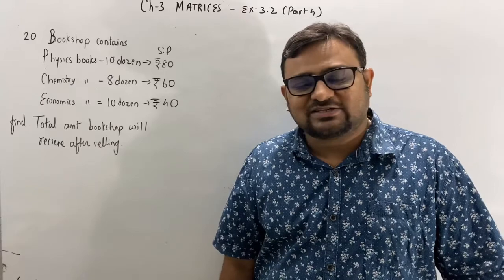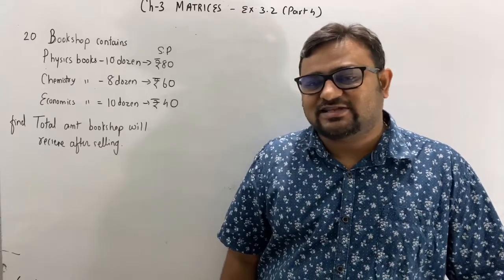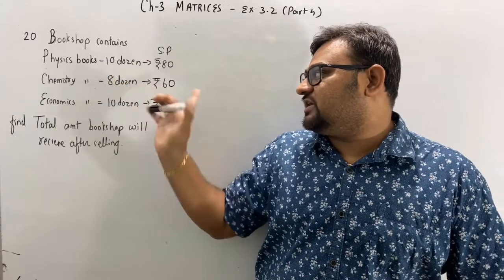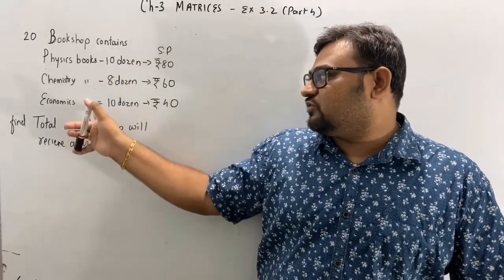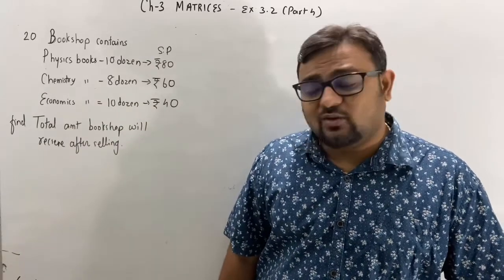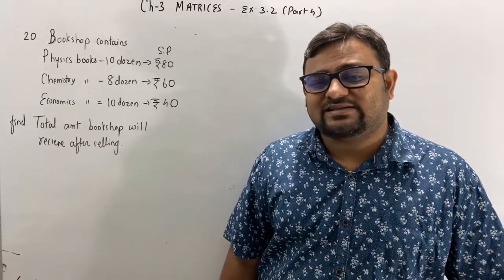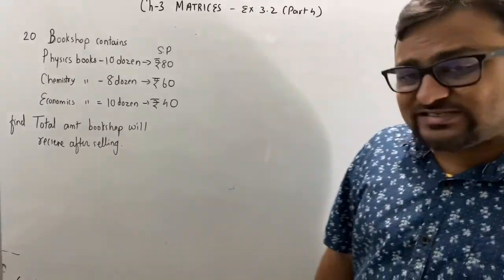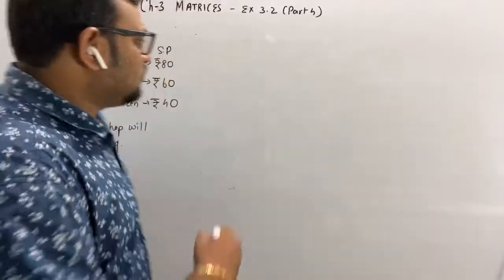In normal case, it's very easy, right? Just the number of books of physics into this, the number of books of chemistry into 60, and the number of books of economics into this, add it, right? But you have to solve it using matrix multiplication. Okay, so first let's calculate the total number of books.